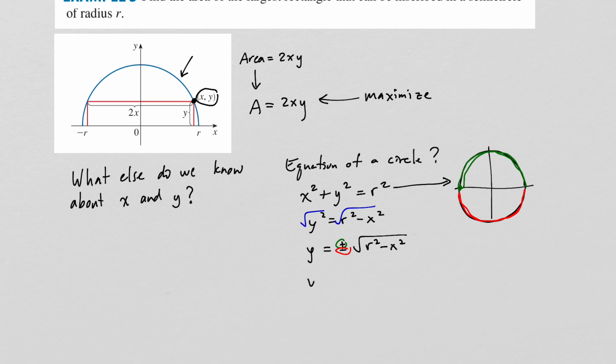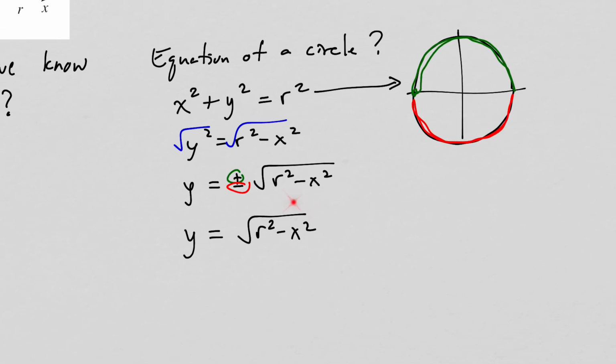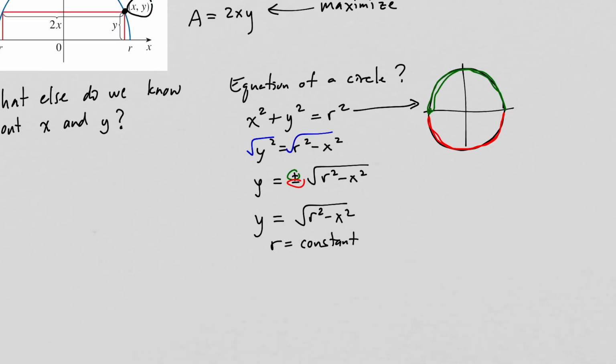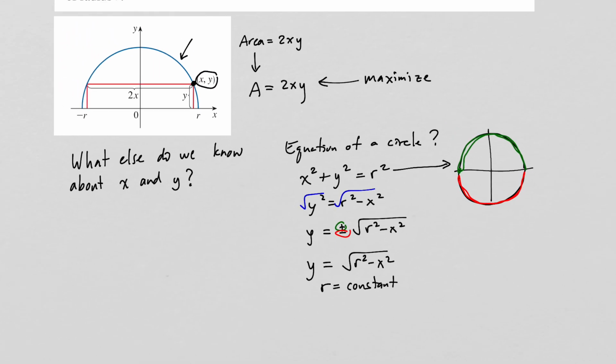So in this case, we only need to concern ourselves with the top half of the circle, because that is the semicircle here that we have in the beginning. So this is what we know about y and x. And let's keep in mind that r is not a variable. R is a constant, okay? So r is just the radius of the circle, which would have been given in the beginning. And so this really is just an equation that has two variables, y and x.